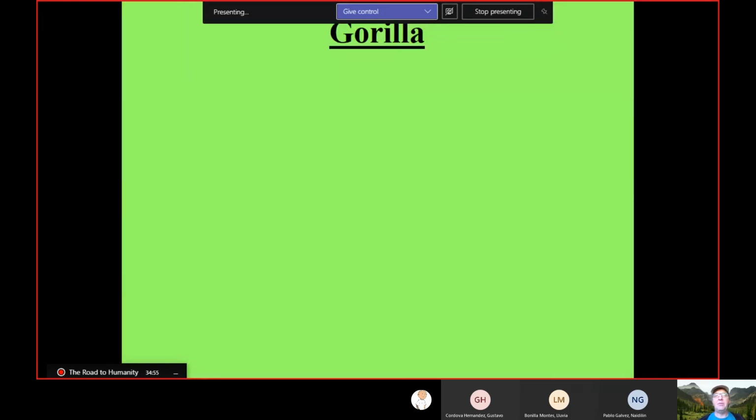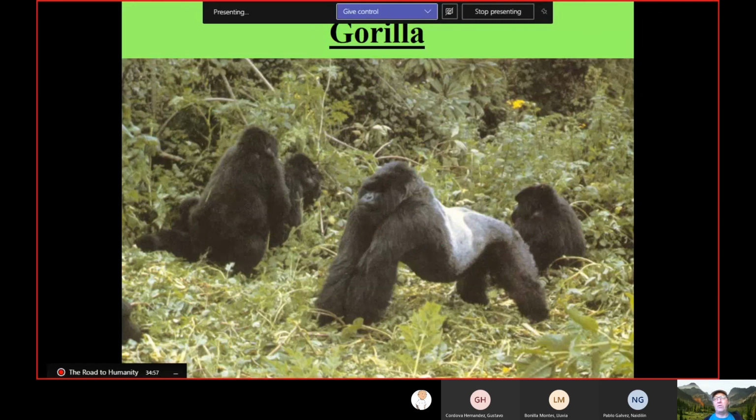Then we have a gorilla. Here's a whole family of gorillas. One gorilla, the dominant male, is sometimes called a silverback. He's still the same species, but this is the dominant mature male. As the males get older, they develop that silver coloration on their back.